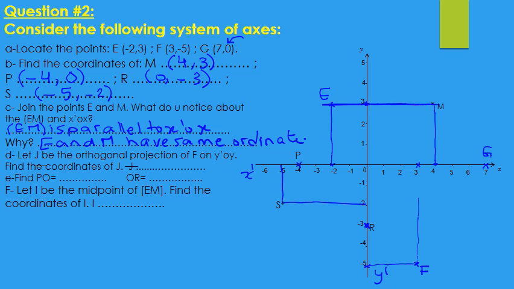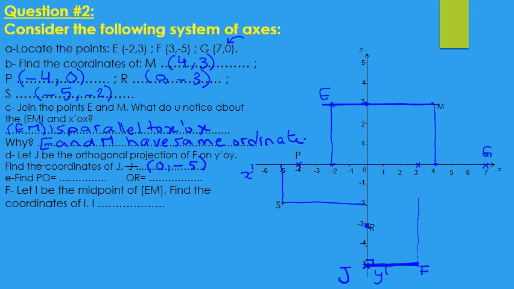Let J be the orthogonal projection of F on y prime y. This is F. Let's make again the orthogonal projection from F to y prime y. The orthogonal projection is the perpendicular from the point to y prime y. Now this is J. Find the coordinates of J. Because J belongs to y prime y, it has an abscissa 0 and an ordinate of -5.